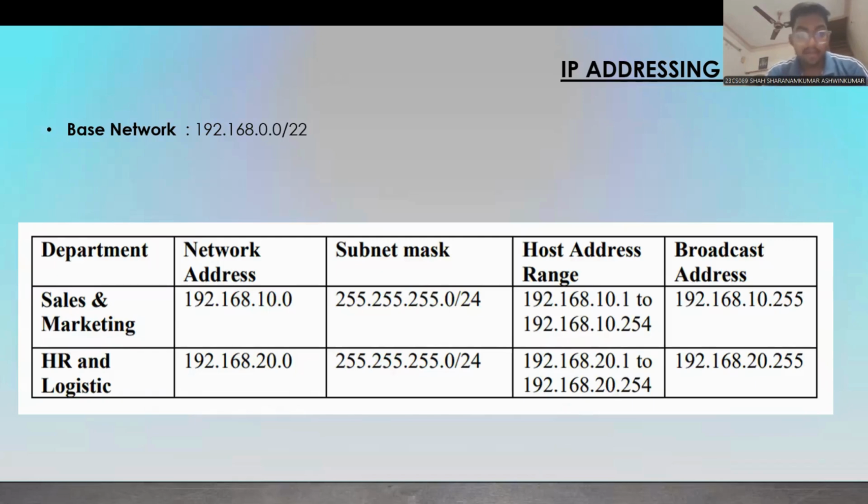Second one is a subnet mask. It is a number that identifies the network and host part of an IP address. Third one is a host address range. It starts from the next address after the subnet address. And the last one is a broadcast address. Broadcast address is a special network address used to send the data packet to all the devices.